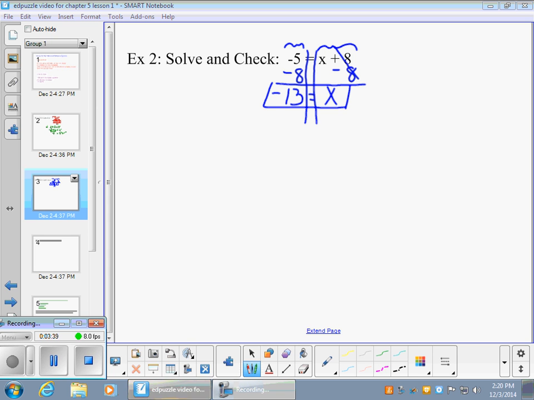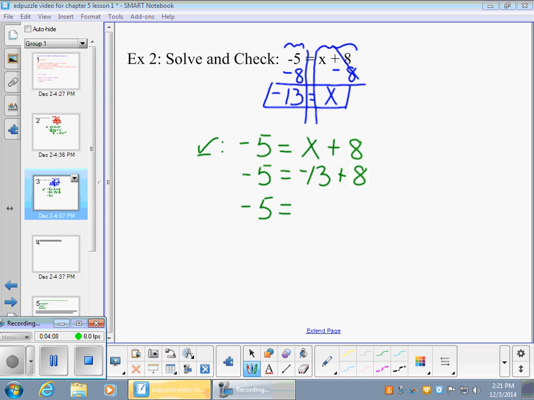Now we check the problem. Make sure to label the check. Rewrite the original equation. Negative 5 equals x plus 8. Substitute your answer. We got x equals negative 13. So where we see the x, we're going to substitute the negative 13. Everything else comes down. And now simplify. On the left side of the equation, just bring down that negative 5. Bring down the equals. And negative 13 plus 8 is negative 5. Negative 5 does equal negative 5, so it works.